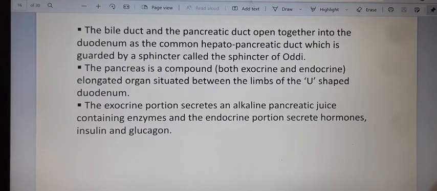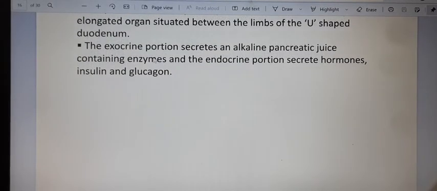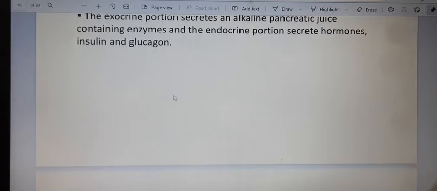Then the pancreas is a compound gland, which means it is both an exocrine and an endocrine gland. It is situated between the limbs of the U-shaped duodenum. The exocrine portion of the pancreas secretes alkaline pancreatic juice containing enzymes, and the endocrine portion secretes the hormones insulin and glucagon.